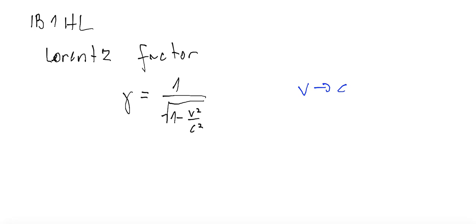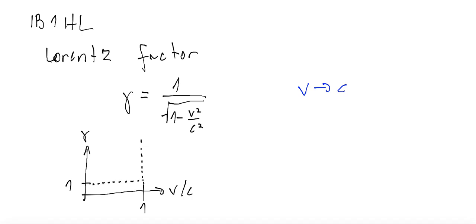We also plotted a graph of how the Lorentz factor depends on the speed. If speed is expressed as a fraction of the speed of light, then the maximum value of speed is equal to 1, and of course the Lorentz factor cannot be less than 1. So the shape of the graph is like this. The Lorentz factor has a huge value if speed goes to c.